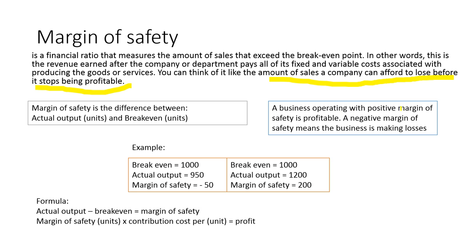So a business operating with a positive margin of safety is profitable. A negative margin of safety means the business is making losses. So an example here is a negative margin of safety. If a business has a break-even point of 1,000 but their actual output is 950, their margin of safety is -50. This is bad and the business is not making any profit. However, if the break-even point for a business is 1,000 and their actual output is 1,200, their margin of safety is 200. This is a positive margin of safety and this is good.